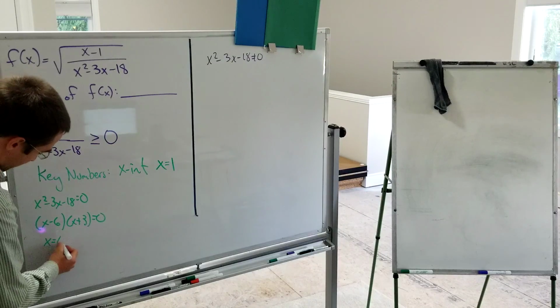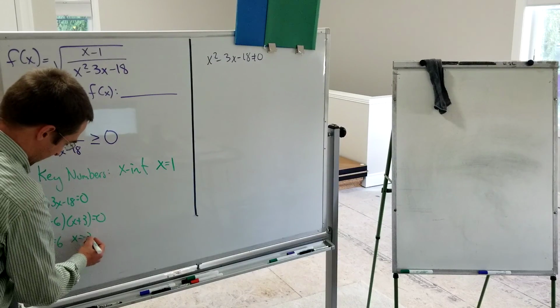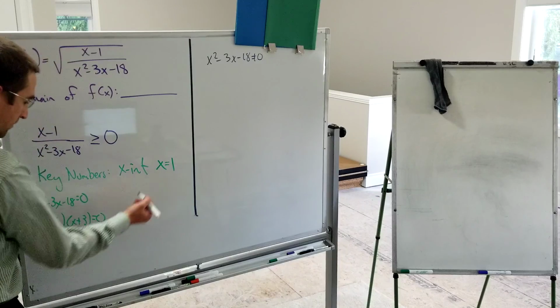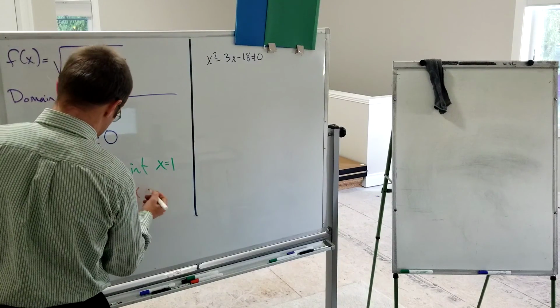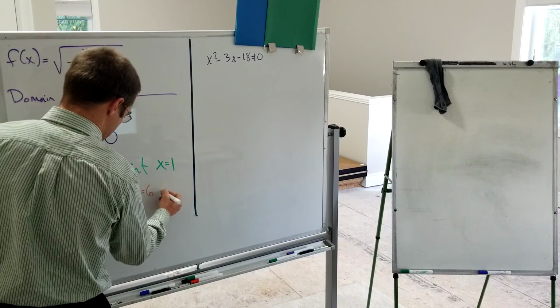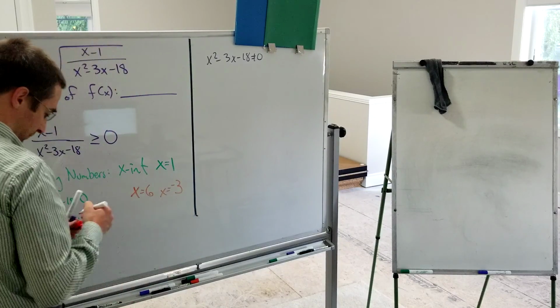So x equals 6 is a key number, x equals negative 3 is a key number, x equals 1. Now I'll put these in orange to remind myself that they represent vertical asymptotes. x equals 6, x equals negative 3.